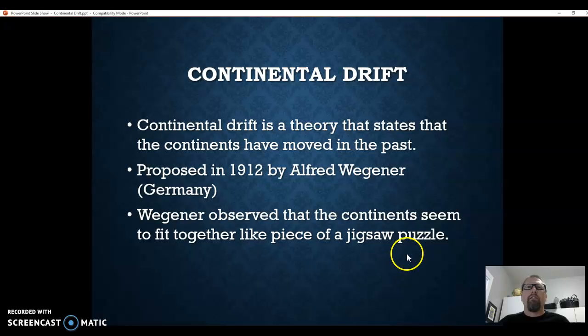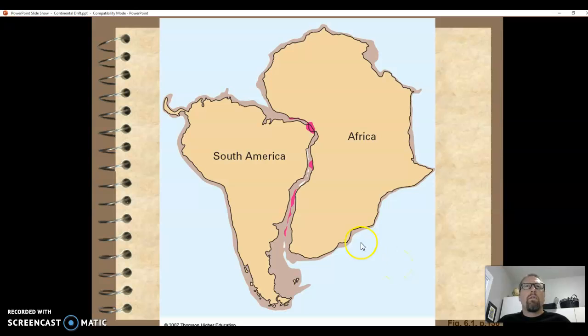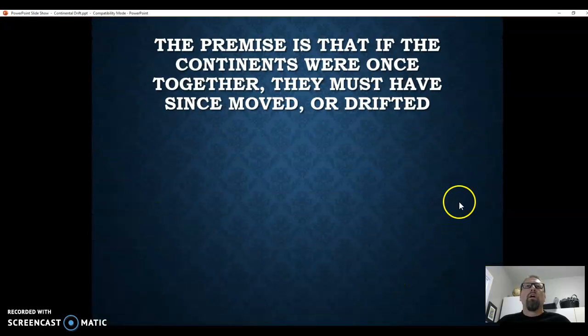This idea of Africa and South America fitting together well could be a coincidence, right? We have this coincidence that the moon in an eclipse is just the right size to cover up the sun. So any one of these could be a coincidence. We see it fits very well, but could be a coincidence. So the idea here is that if Pangaea existed, Pangaea being that sort of supercontinent that existed in the past, then obviously the continents have moved, and therefore continental drift is a supported theory.